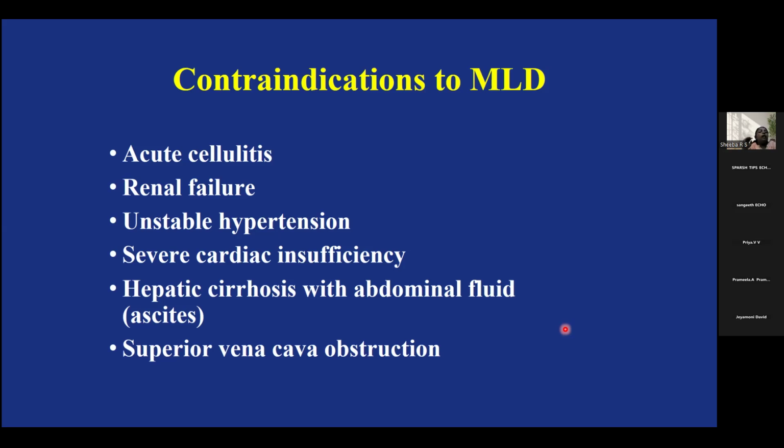that area, inflammation will be there. So at that time the patient should take antibiotics for that. Once that cellulitis comes down, then you can do the active management. Coming to renal failure, unstable hypertension and severe cardiac insufficiency, you are going to push the extra fluid, right? That accumulated fluid from one area to another area. So sometimes because of the fluid overload, the patients will develop breathlessness.